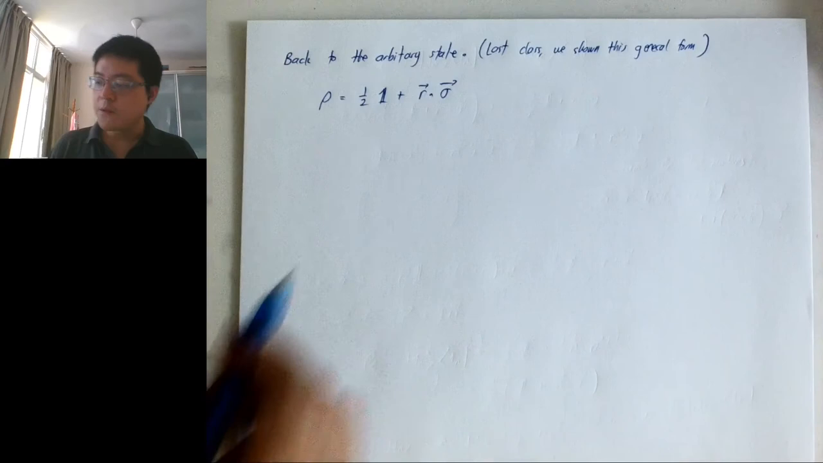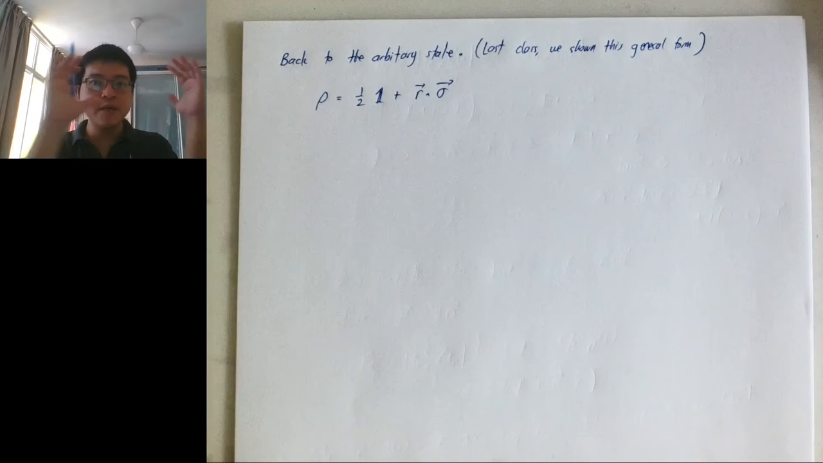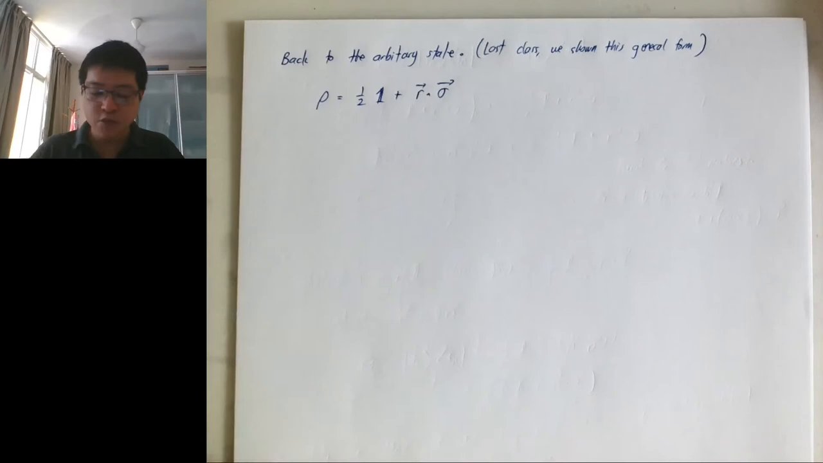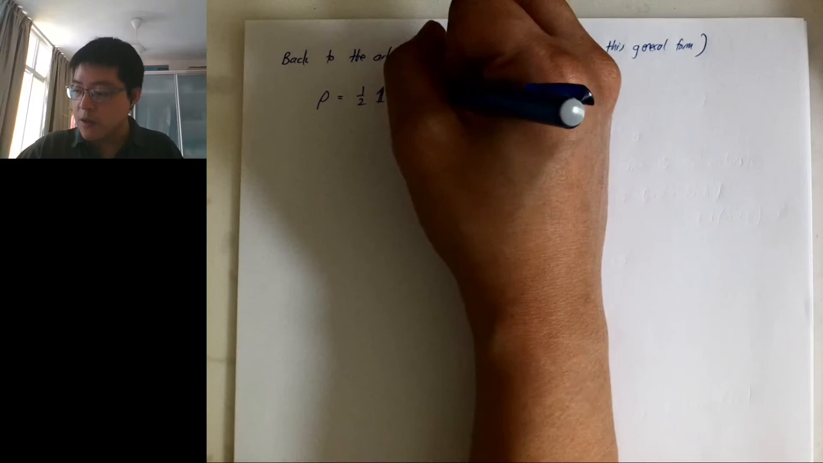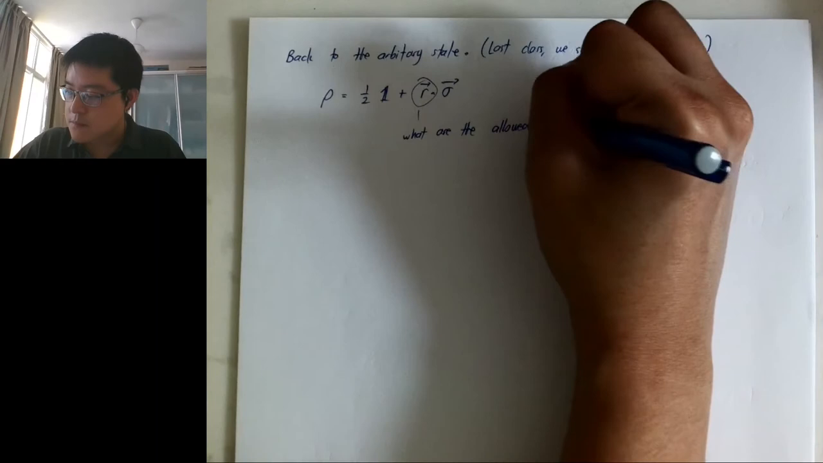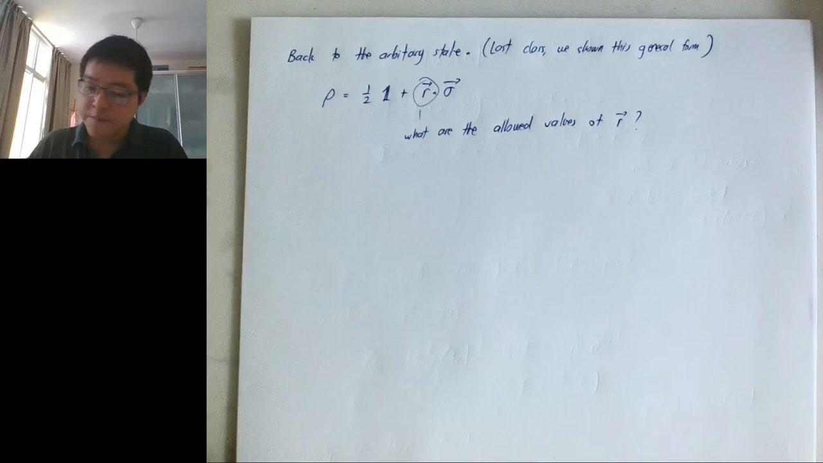We created this just by saying that the density matrix must be 2 by 2, okay, fine. It must be Hermitian, fine. It must have trace equal to 1. And we end up with these two conditions, we end up with this situation. But in fact, this can be constrained further. So the question now is what we want to determine is what are the allowed values of R.